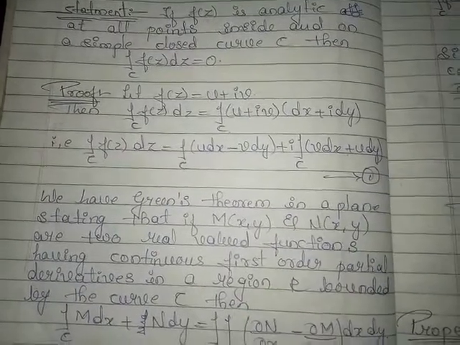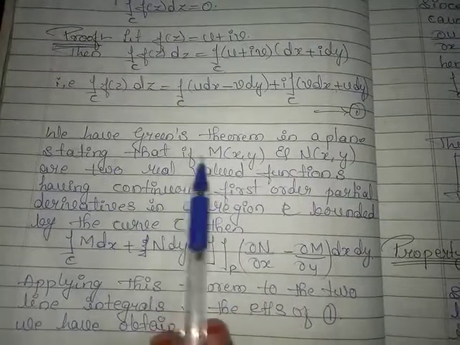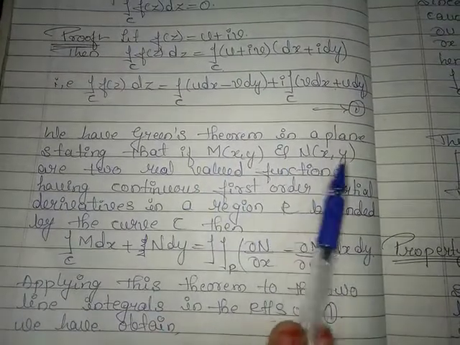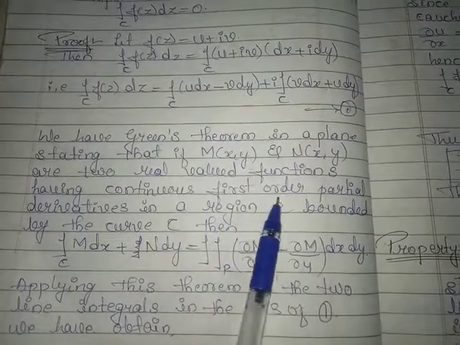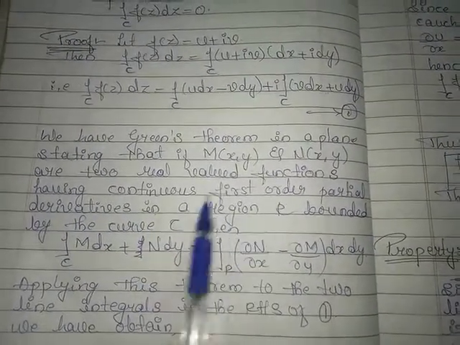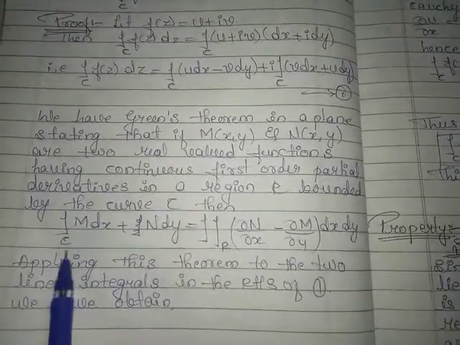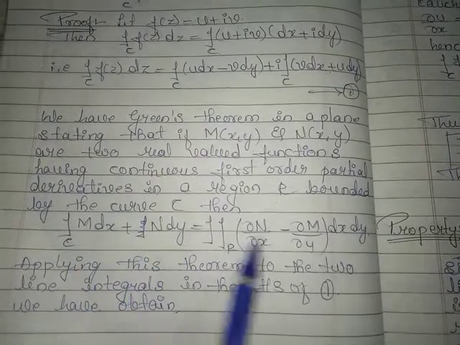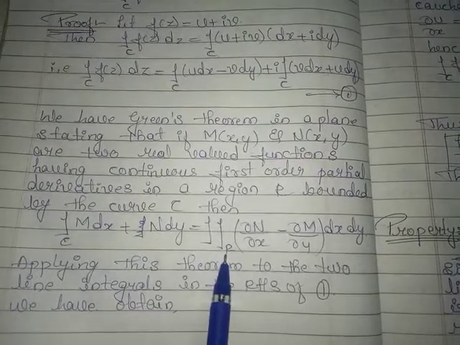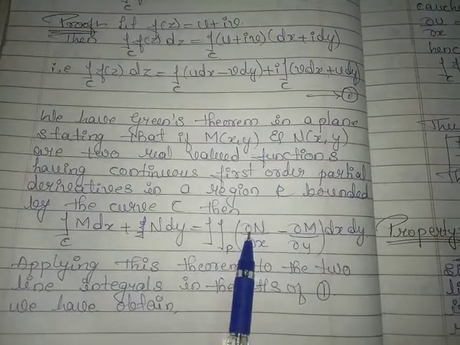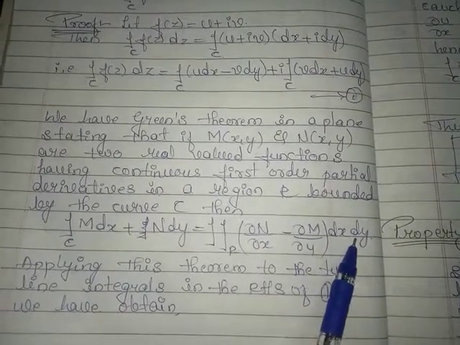That is equation 1. Now we have Green's theorem, which says that if M of x comma y and N of x comma y are two real valued functions having continuous first order partial derivatives in a region R bounded by a curve C, then we have integration over C M into dx plus N into dy is equal to double integration over R of dou N by dou x minus dou M by dou y into dx into dy.